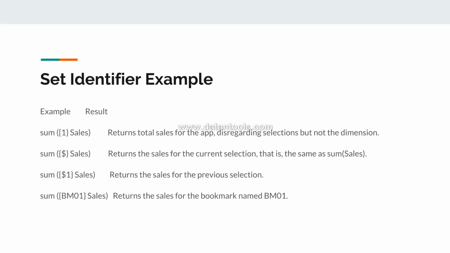Similarly, you have BM01, the bookmark, which returns the sales for the bookmark named BM01. As you know, a bookmark is based on a lot of selections that you have already made and want to save, and you want to use those saved selections in your chart. Then you can take advantage of this bookmark and use it.